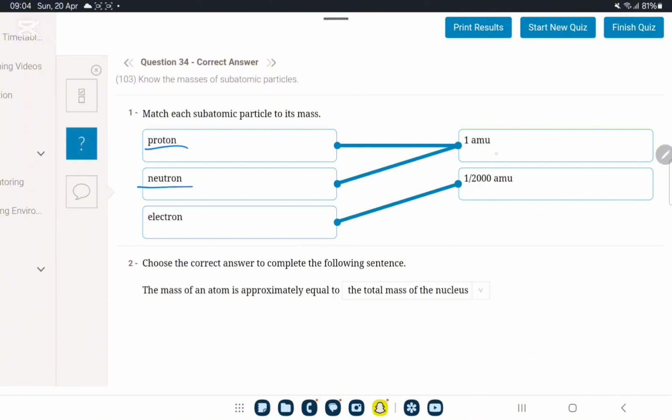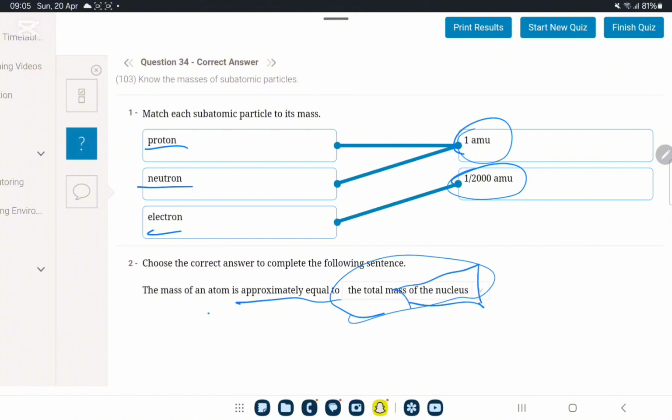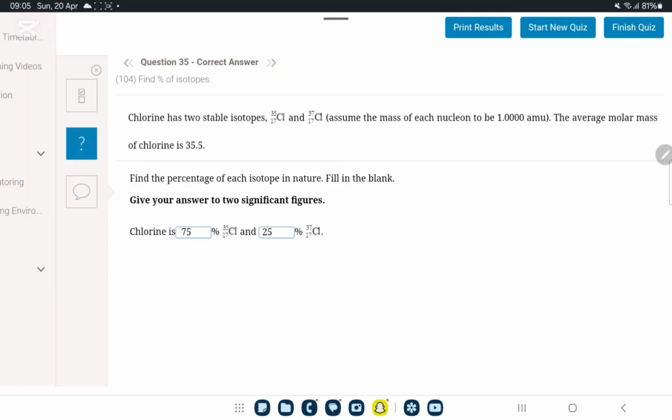Now protons, neutrons, they each have 1 AMU, electrons have 1 over 2000 or 1 over 1800. The mass of an atom is approximately equal to the total mass of the nucleus. Only the nucleus, because you need a huge amount of electrons to make a difference. Chlorine has two stable isotopes, 35 and 37. Now, I already said the rule, so I'm not gonna write it again. I'm going to go into the mass right away, the math.